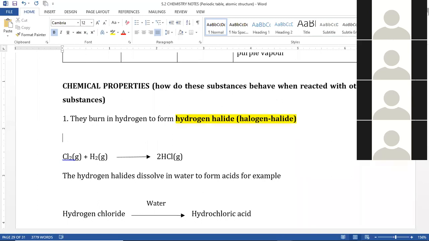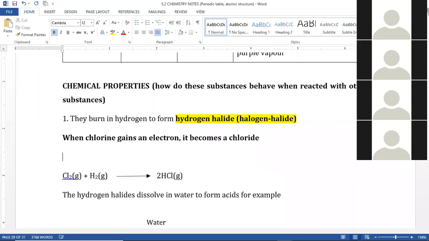Okay. So I said that when chlorine gains an electron, it becomes chloride. We no longer call it chlorine, but we call it a chloride. So generally, halogens, when they react with other substances, the name ceases to be halogen and they become halides. So in this case, we said we get the hydrogen halides. And the example that we have here is when chlorine reacts with hydrogen, we get hydrogen chloride.